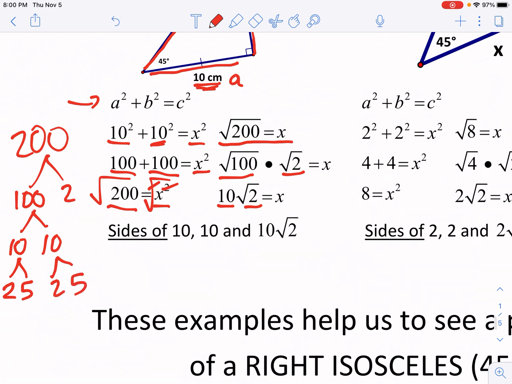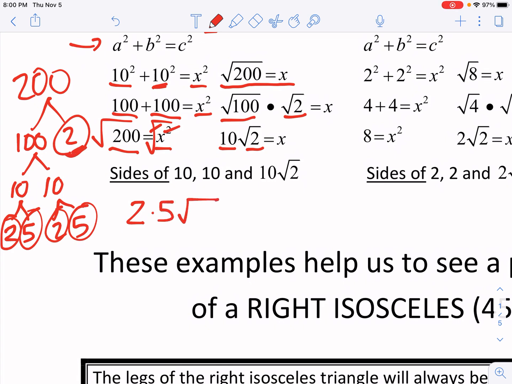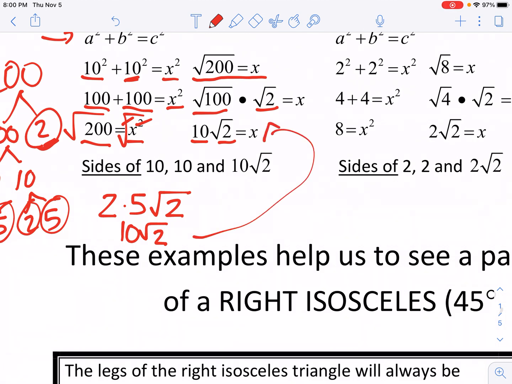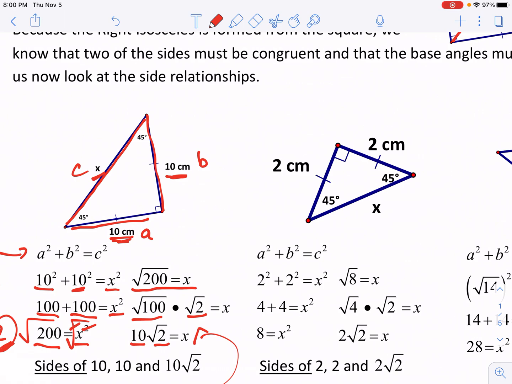So my 2's and my 5's would be my primes. Remember, we're looking for pairs. I have a pair of 2's, a pair of 5's, and one single 2. My pairs go in front, so I'd have 2 times 5 in front of the square root, and my singles go on the inside of the square root. Well, what's 2 times 5? 10. So we'd have 10 square root of 2. So we get the same answer as they have here. So the side length x there would be 10 square root of 2.